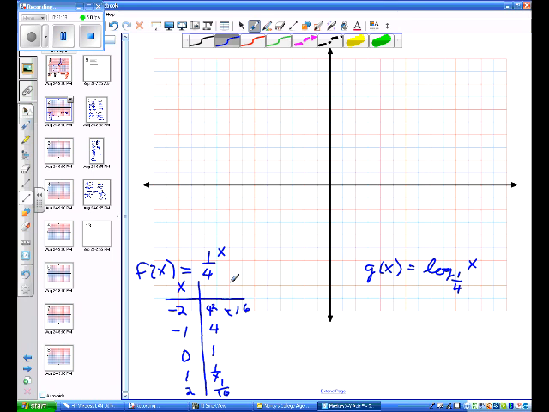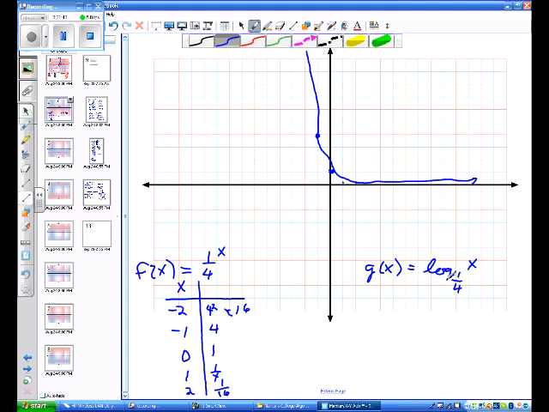So if I graphed those, at -2, I'm way up here at 16. At -1, I'm at 4. At 0, I'm at 1. At 1, I'm at 1/4, and then 1/16. So my graph would be coming down, and again, my x-axis would be an asymptote.